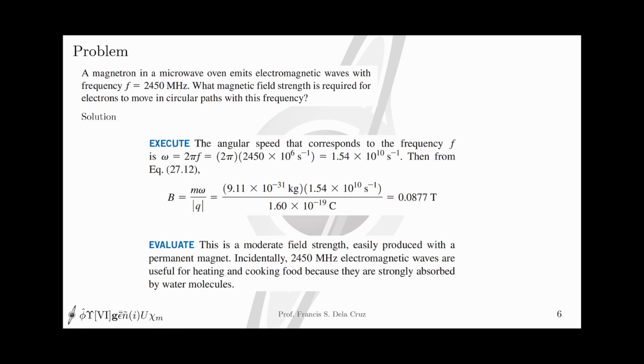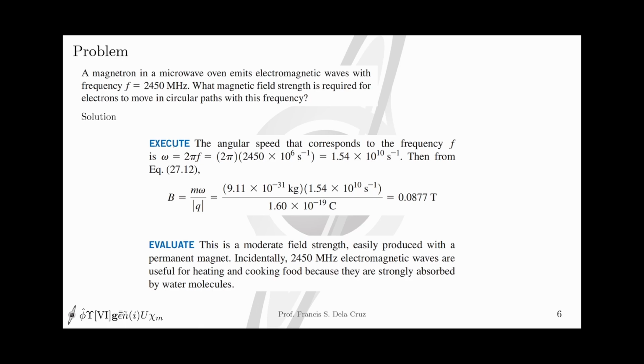Tesla. So take note, class, that this amount of magnetic field is somehow moderate, and this can be easily produced with a permanent magnet. You can also use an electromagnet to produce that amount of magnetic field. That's why you can create circling electrons in a magnetic field.